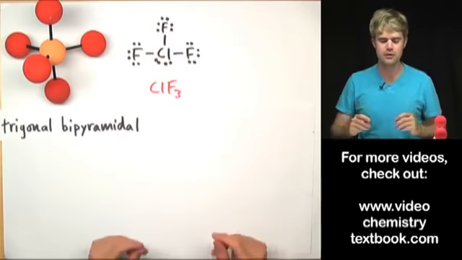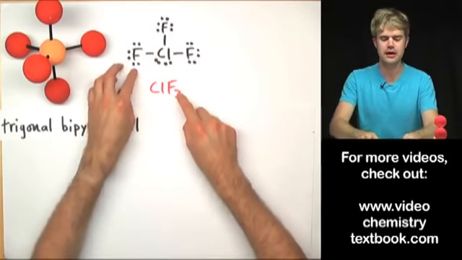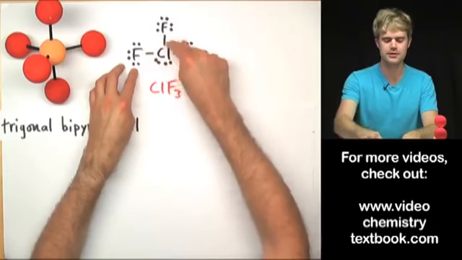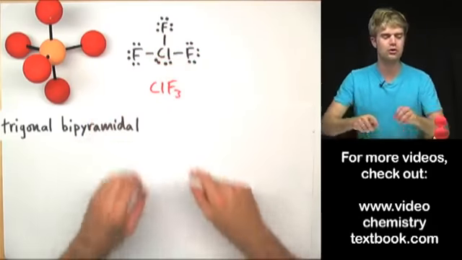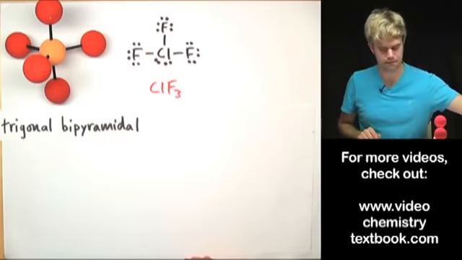Okay, here's our next molecule, ClF3, and this has 3 bonds and 2 lone electron pairs.